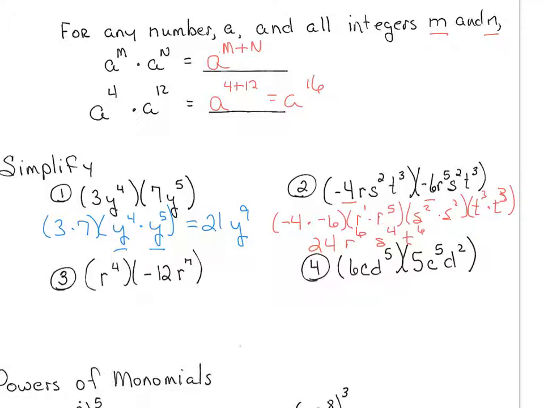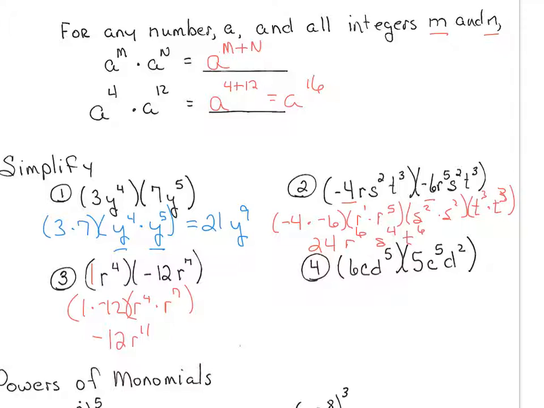On the third one, if there is no constant, it's understood that there's a 1 there. So we'd have 1 times -12, and then r to the 4th times r to the 7th. So -12, r to the 4 plus 7, which is 11.